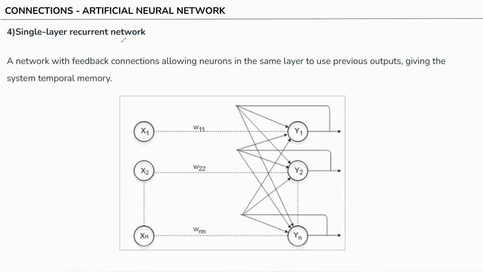The fourth one is single layer recurrent network, a network with feedback connections allowing neurons in the same layer to use previous outputs, giving the system a temporal memory. That means this network has one layer of neurons, but each neuron's output is fed back into the same layer. Neurons can use both the inputs and their previous outputs after the single iteration. This gives the network a temporal memory and helps it learn time-based patterns as well. So this is how a single layer recurrent network architecture works.